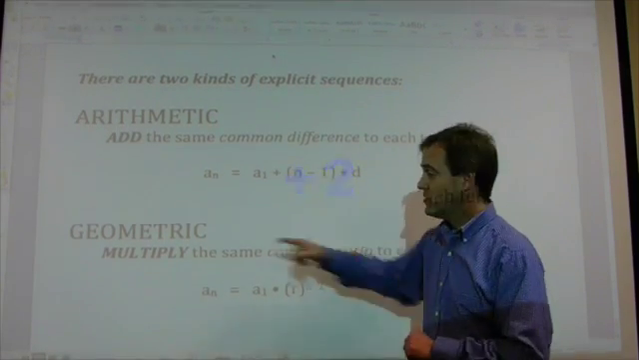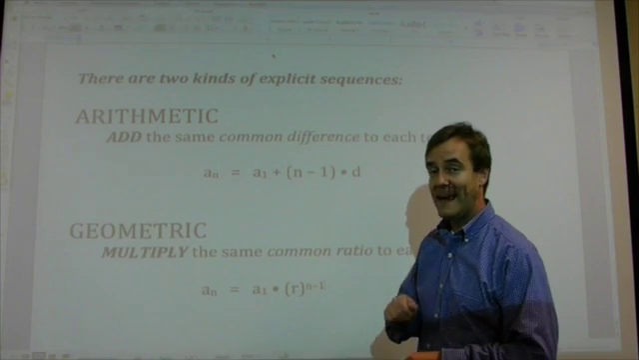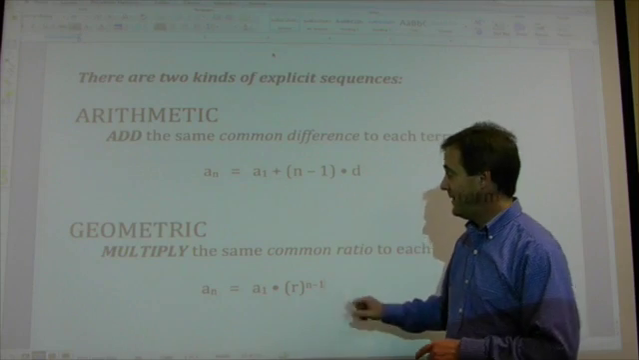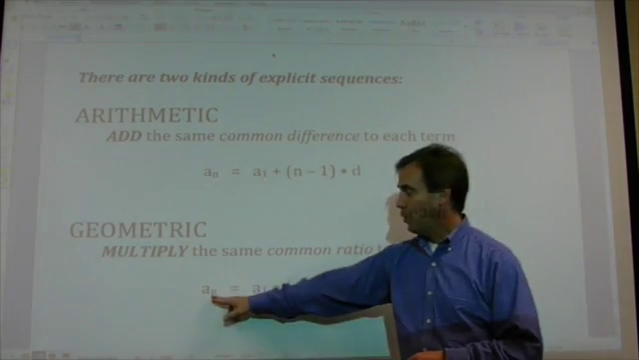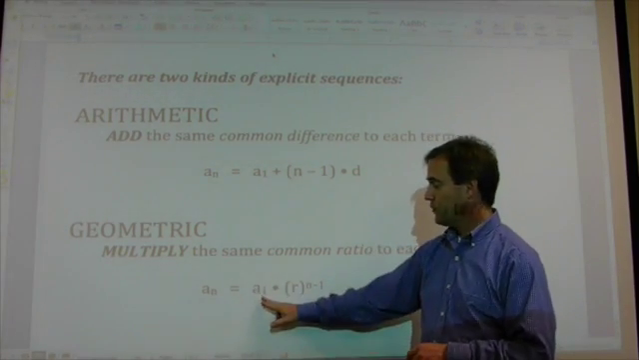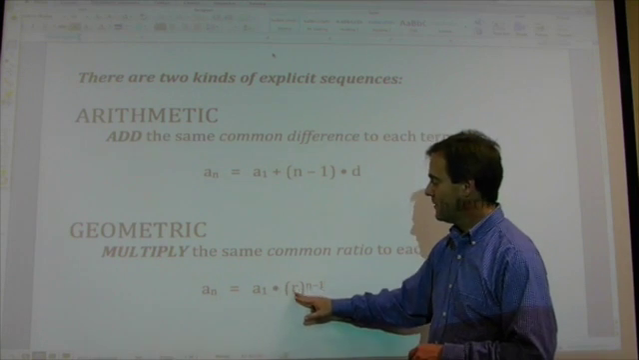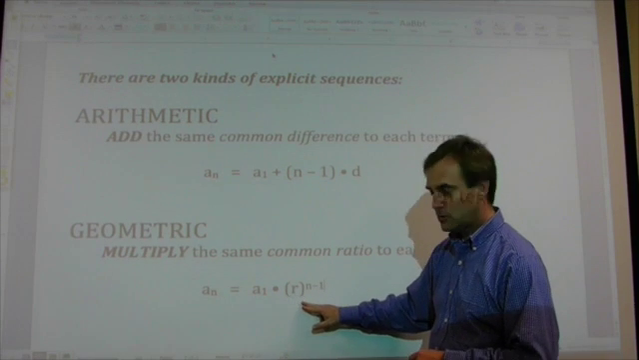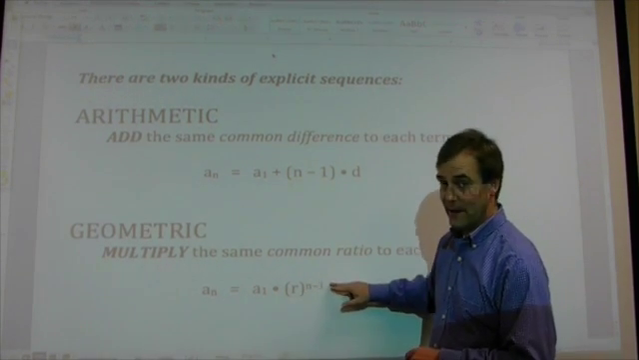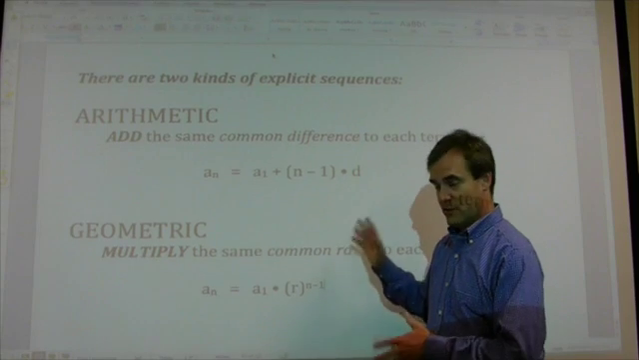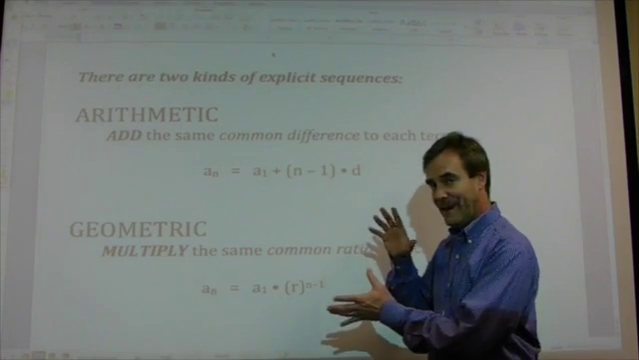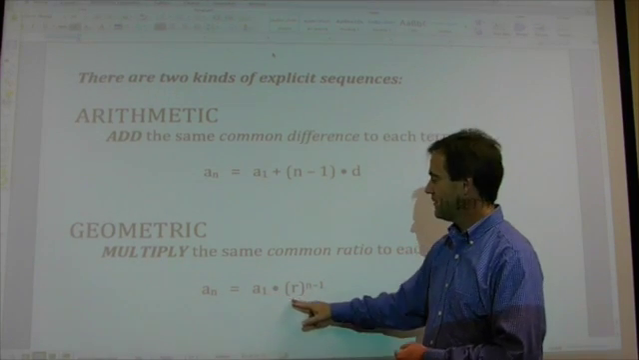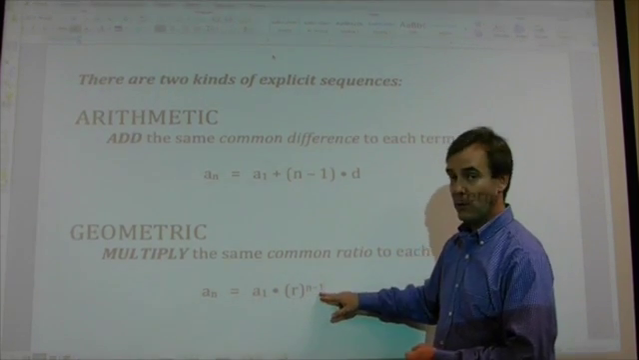You're adding 2 every time. In geometric, it might be 2, 4, 8, 16, 32. You're multiplying by 2 every time. There's a way to define that mathematically as well. You want to know a specific term? Take your first term and multiply it times the amount you're multiplying by every time, taken to the power of 1 less than the term that you're getting to. A geometric sequence, you can define any number in that sequence by taking the first term times the common ratio to the power of n minus 1.